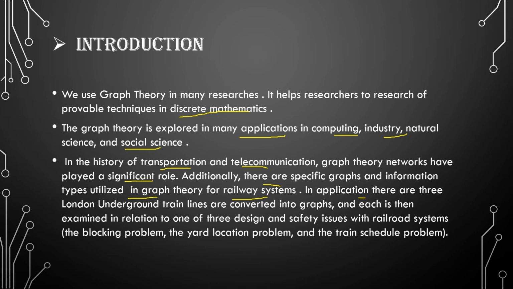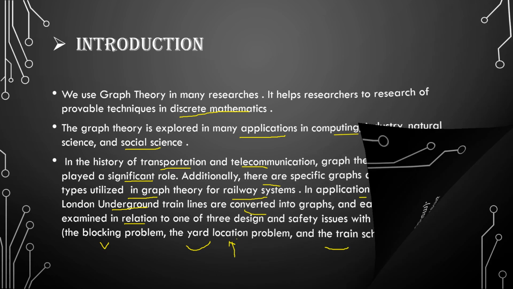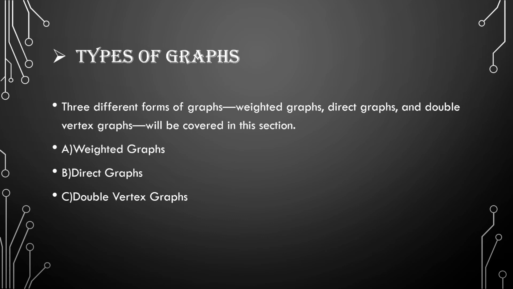In application, three London Underground train lines are converted into graphs. Each is examined in relation to one of the design and safety issues with the railroad system. There are three problems: the blocking problem, the yard location problem, and the train schedule problem. We will focus mainly on the yard location problem, and we also saw one more problem, the Chinese postman problem. So before we move towards the types of graphs.